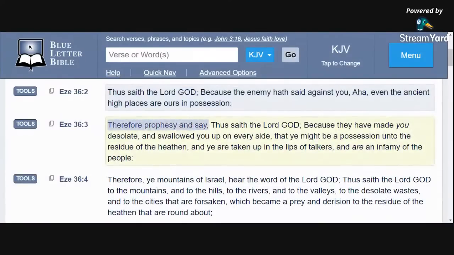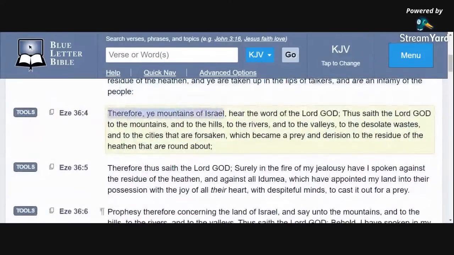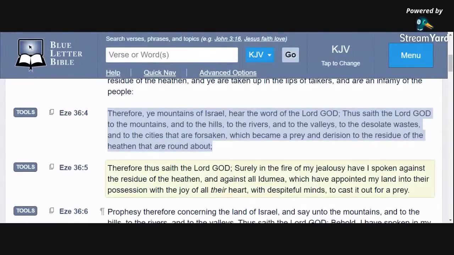Therefore, prophesy and say, thus saith the Lord power, because they have made you desolate and swallowed you up on every side, that ye might be a possession until the residue of the heathen, and you are taken up in the lips of talkers and are an infamy of the people. Therefore, ye mountains of Israel, hear the word of the Lord power. Thus said the Lord power to the mountains and to the hills, to the rivers and to the valleys, to the desolate wastes and to the cities that are forsaken, which became a prey and a derision to the residue of the heathen round about.